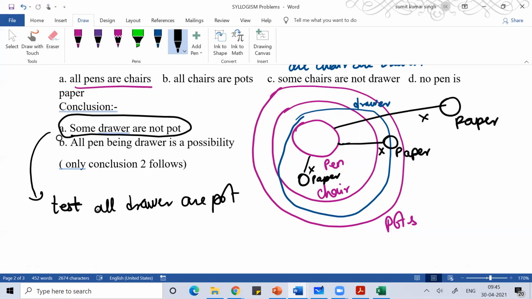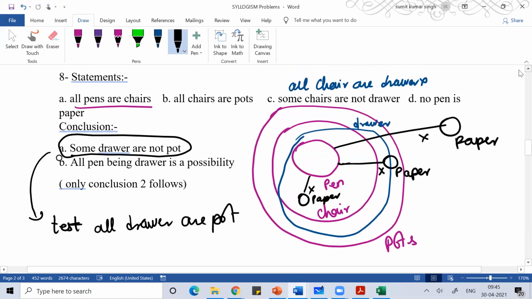So for this, you test that all drawers are pot. If you're getting all drawers are pot as true, then some drawers are not pot will be false, or vice versa. So you have to do it this way. Let me reframe the diagram again.